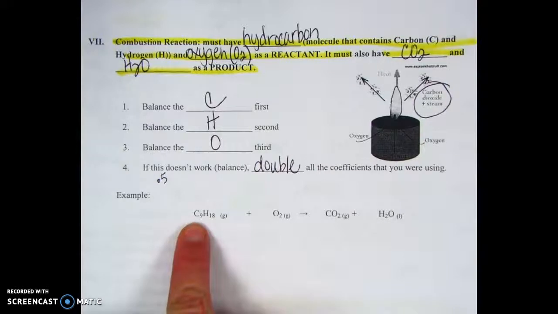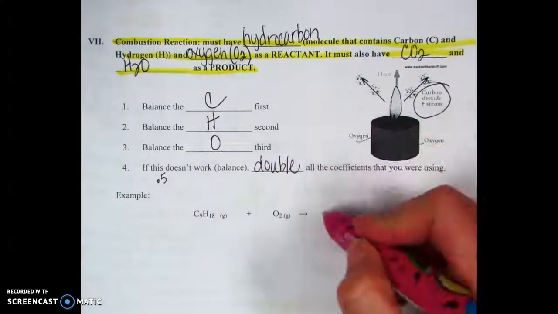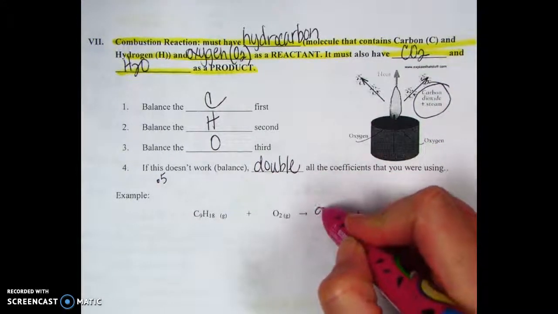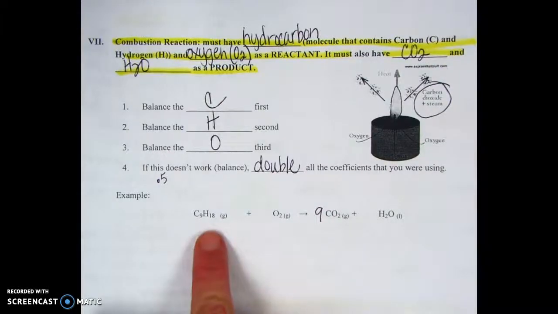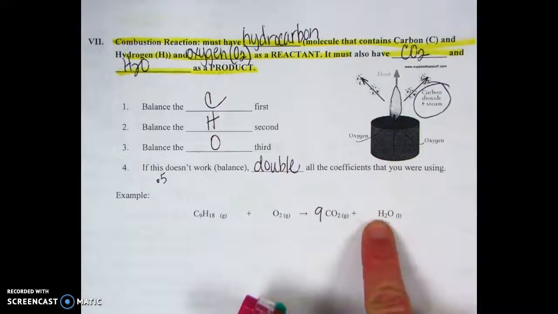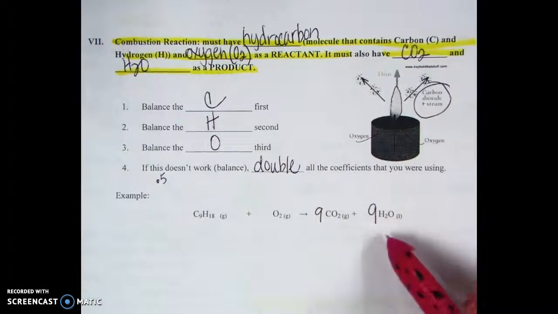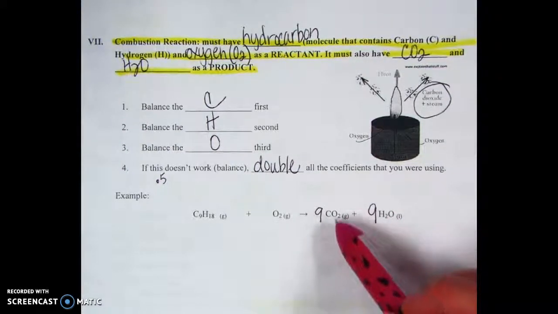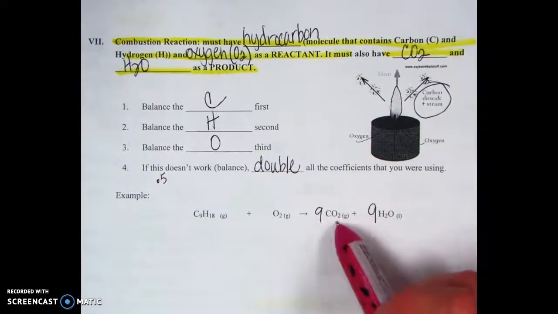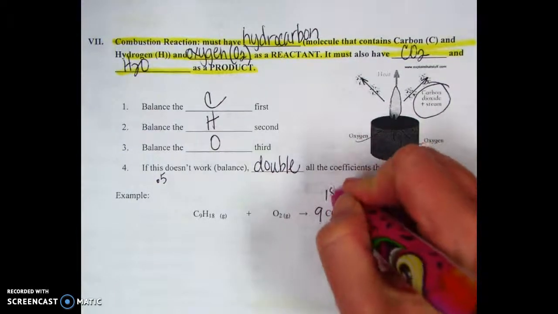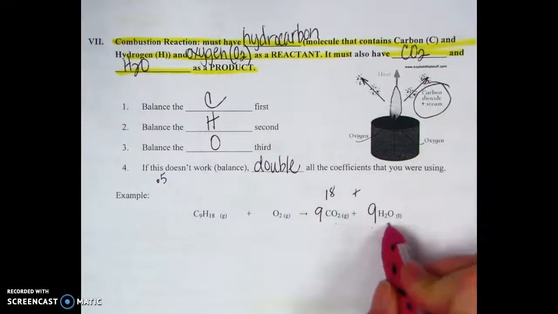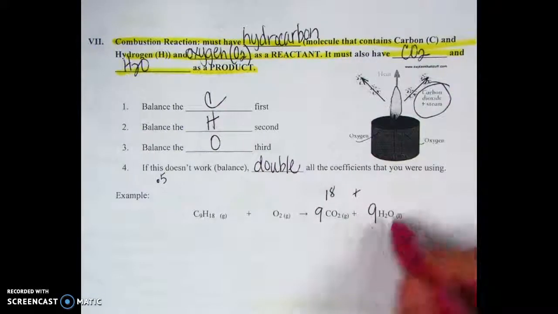How many carbons? So what do I need to put here? A 9. How many hydrogens? So what number needs to go here? 18 divided by 2 is 9. So we balance the carbons and the hydrogens. Now let's balance the oxygens. How many oxygens do I have here? 9 times 2 is 18 plus 9 times 1 is 9.